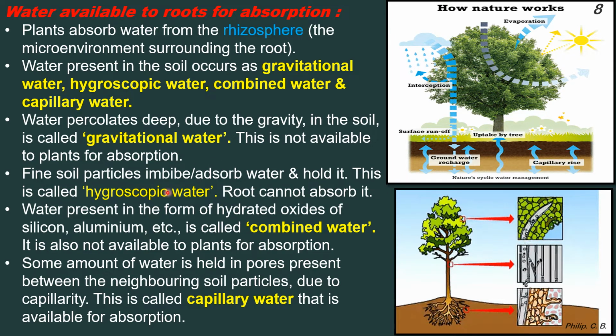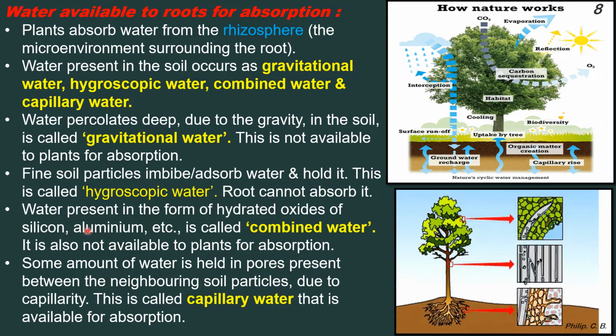Second, fine soil particles imbibe or adsorb water and hold it. This is called hygroscopic water. Root cannot absorb it. Now what is the second type? Hygroscopic. Now hygroscopic water is taken up by the soil particles, or we use the term imbibe or adsorb. Root again cannot take up this water, right?